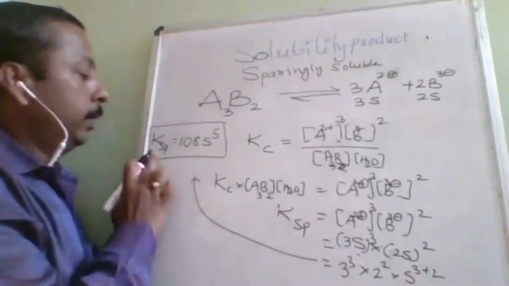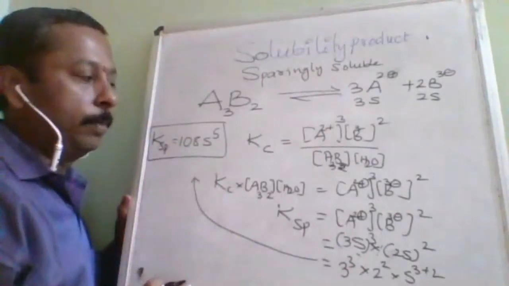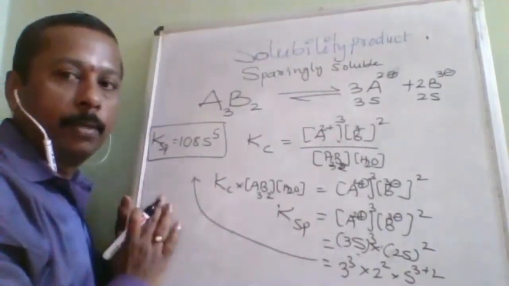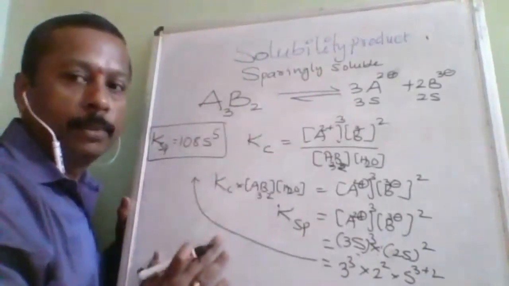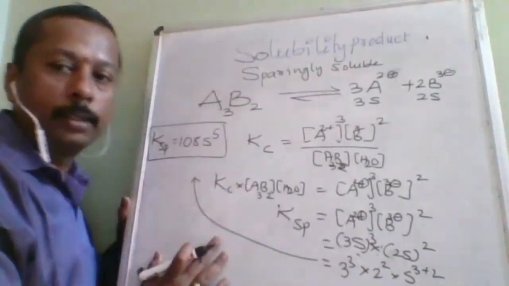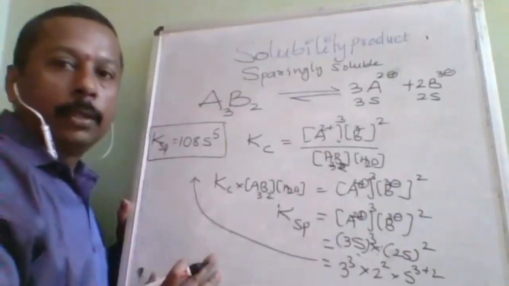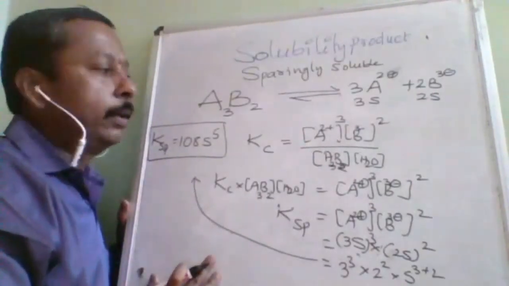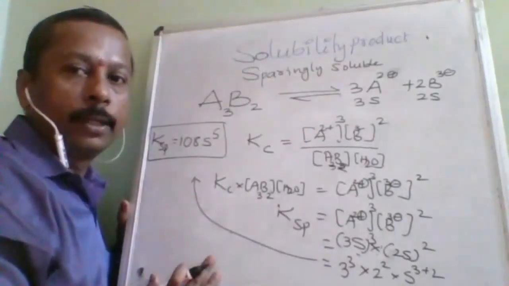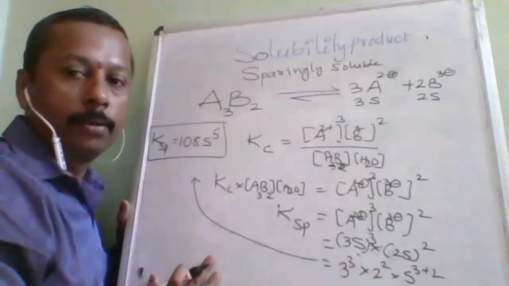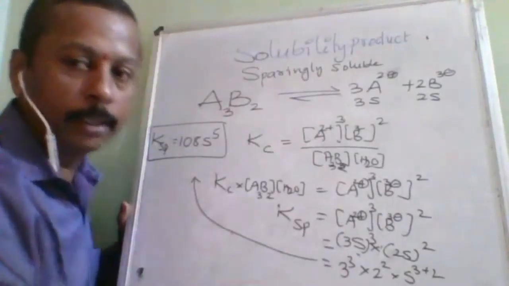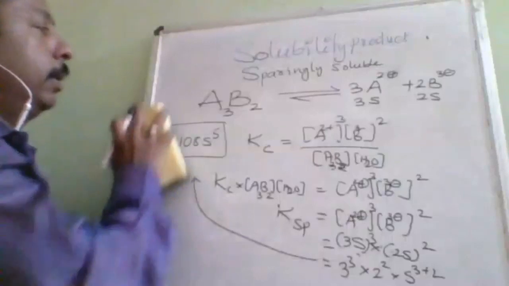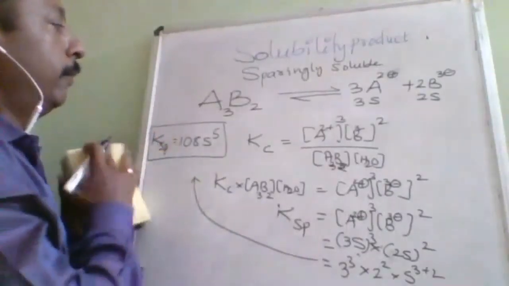Okay, now KSP is equal to 108 times S to the power of 5. So this is about the solubility product. I think these three examples are sufficient so that you can solve it on your own. If any other question related to this is given to you, you can solve it on your own. Likewise, I am giving you the general formula.